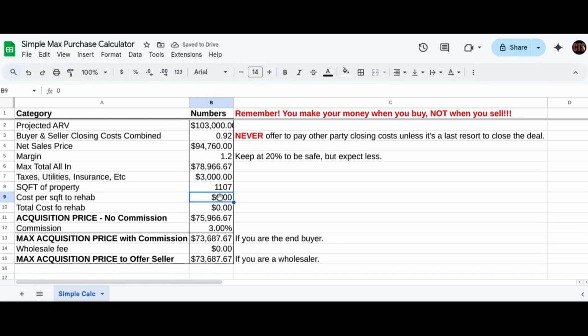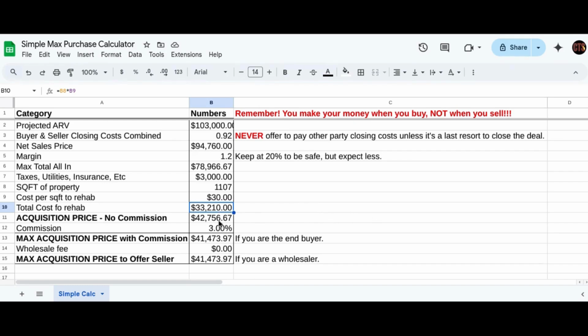Now, next is cost per square foot. Once again, I'm not going to know that for your part of the country. You're going to need to figure it out on your own. But to keep it simple, let's say it's $30 per square foot, regardless of what you're doing. So your total cost for the rehab is going to be $33,210, right?